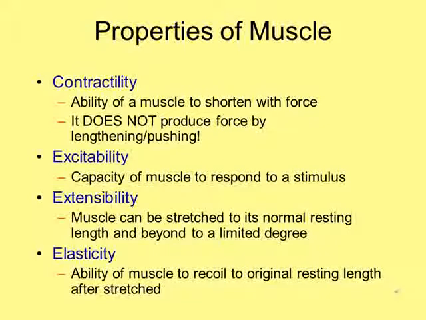Well, there are some properties that a muscle satisfies, some major properties of the muscle tissue. The first thing is contractibility. It is the property of a muscle where the muscle tissue is able to shorten with force. It does not produce force by lengthening or pushing. Remember that. The ability of a muscle to shorten with a force is called contractibility.